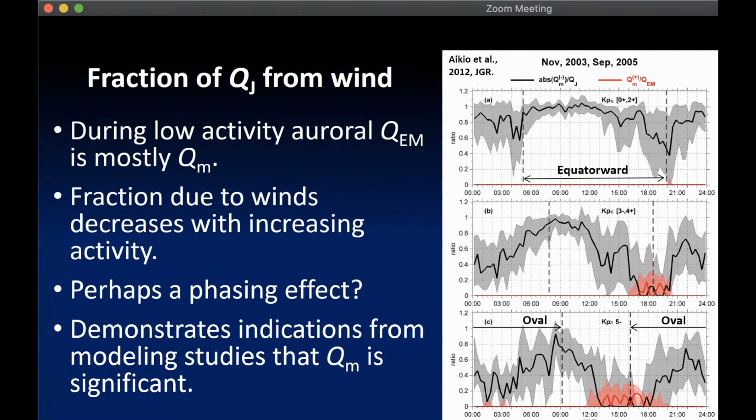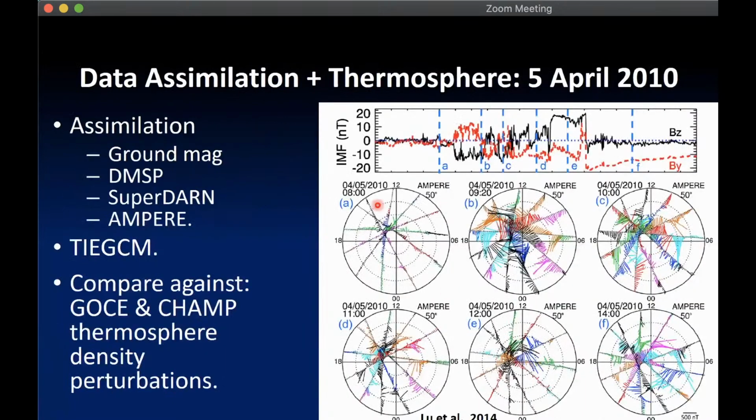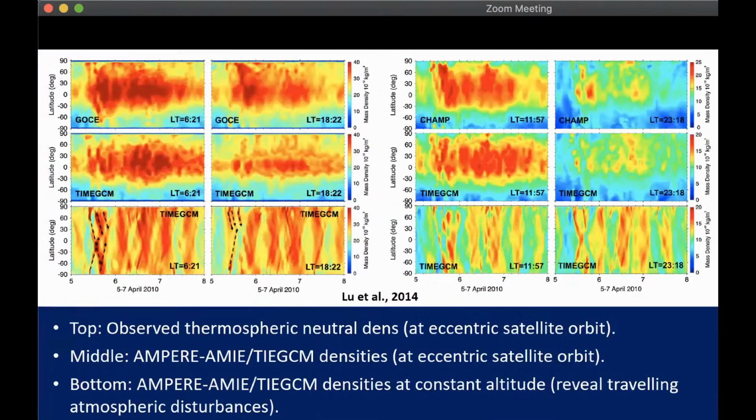I'm going to skip this slide in the interest of time. We have done some more work. Gong Lu has done some really good work and continues to do good work on assimilating storms, where we take everything that we have, put it into the circulation models, and then try to reproduce what satellites are measuring for neutral densities. This is observed at the satellite altitude, simulated with those inputs at the satellite altitude, and this is at a constant altitude. And here you can really see the traveling atmospheric disturbances that show up. But this agreement is reasonably good.